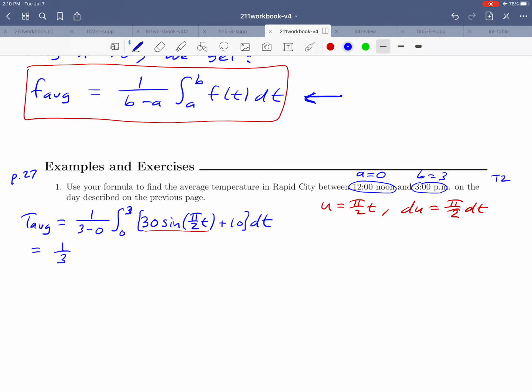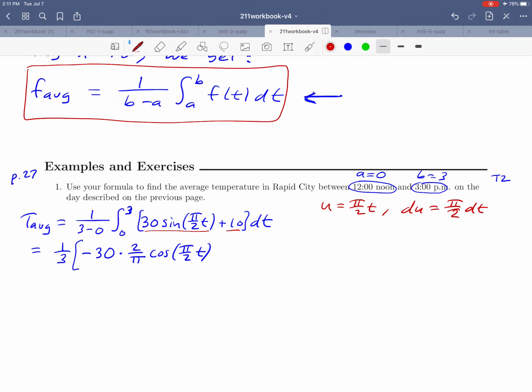Okay, so we've got a 1/3 out front, and then the antiderivative for 30 times sine pi over 2t. We're going to integrate sine. That's going to give us a negative cosine, so we're going to get a negative 30. There's going to be a factor of 2 over pi that occurs because of the substitution that we did. And the rest of our antiderivative is going to look like cosine of pi over 2t. That factor 2 over pi has to do with the u substitution. I'm asking you to confirm on your own that that's correct.